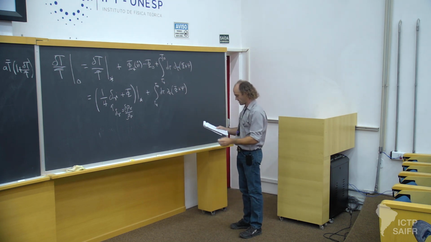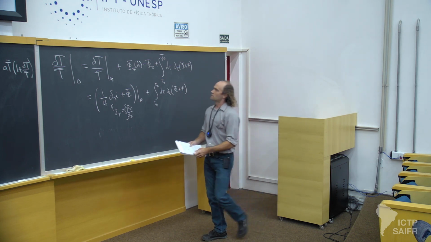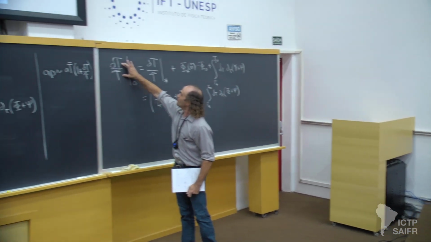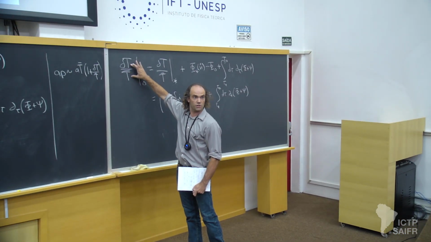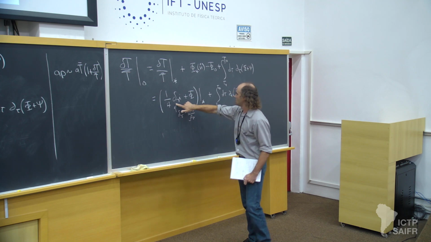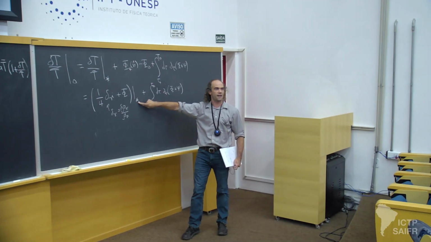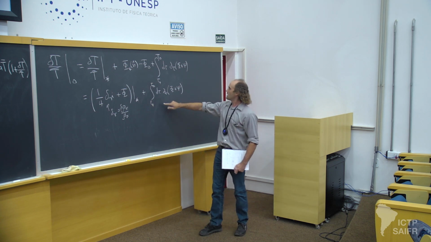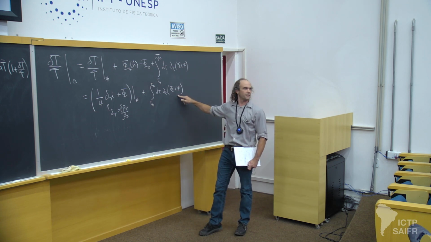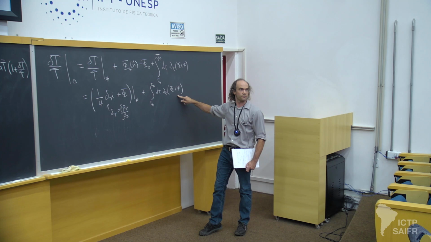Okay. So now we have a map between the temperature fluctuations that we observe, fluctuations evaluated at the time of last scattering, and some nasty integral that we might have to do. Okay.